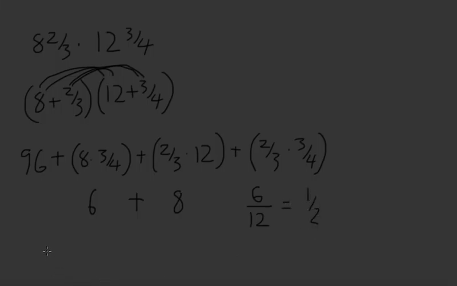So this whole problem could be rewritten as 96 plus 6 plus 8 plus 1/2. And then 96 plus 6 is 102. 102 plus 8 is 110. And then plus 1/2 is 110 and 1/2. Now, that's what we found out. That's the same answer we got in 3A.